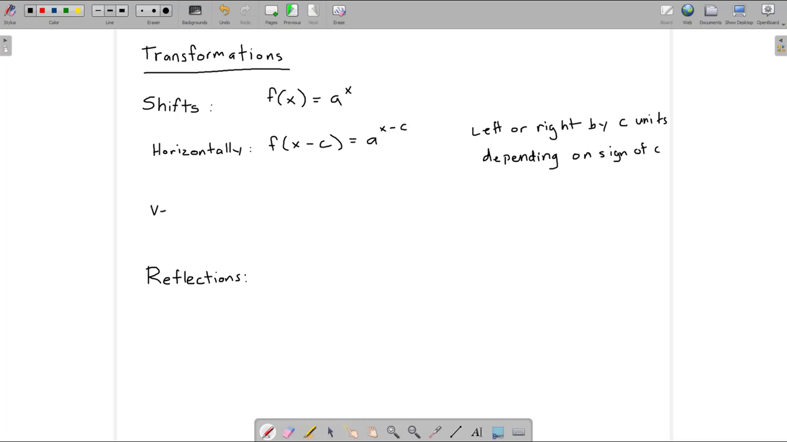But let's also show how we can do a vertical shift. If I want to shift my graph vertically, I don't do it in the x-coordinate, I do it outside. So plus d or something like that. Then I'll have a to the x plus d. And that's going to shift me up or down by d units, again depending on the sign of d.